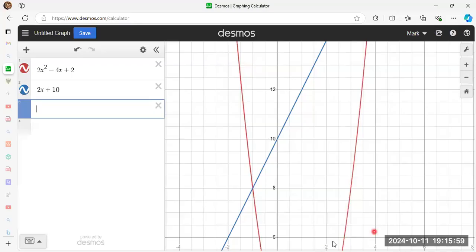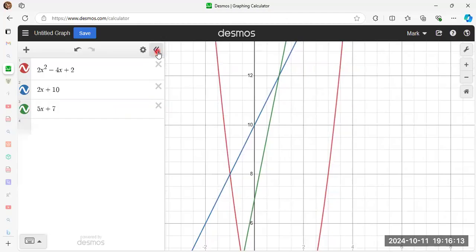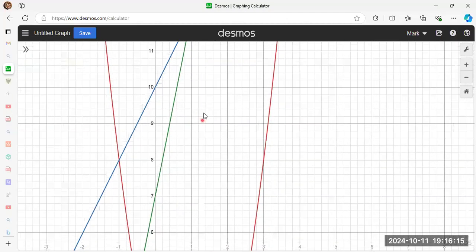I believe it's 5x plus 7. 5x plus 7, yeah. 7. And that was what? No, greater than 1. Or equal to, sir. Greater than or equal to 1, x is greater than or equal to 1.